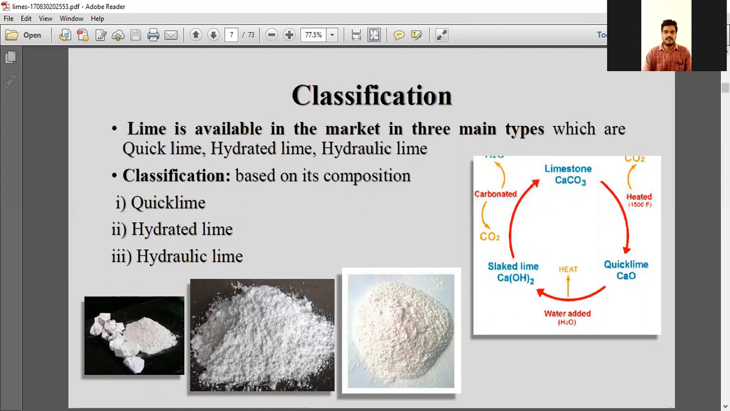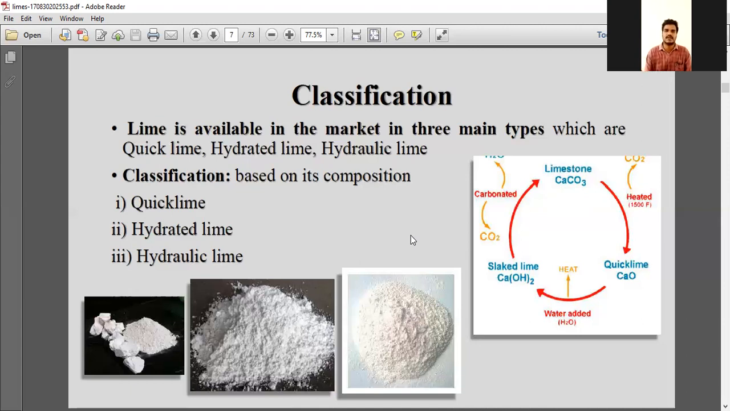As we get lime in the form of stone, we crush it and make it into powder, and that powder is used as a cement kind of thing. The general cycle is: limestone is calcium carbonate, CaCO3. When the calcium carbonate is heated, it becomes quicklime. If some water is added to the quicklime, it becomes slaked lime. By burning, limestone becomes quicklime; by adding water, it becomes slaked lime; and by carbonation, it again becomes limestone.